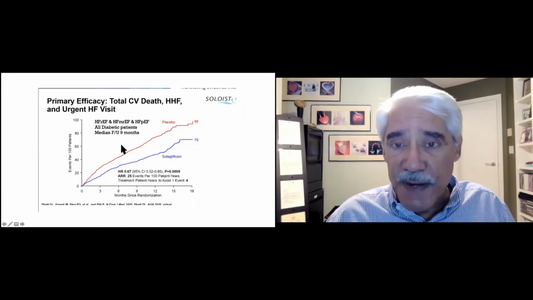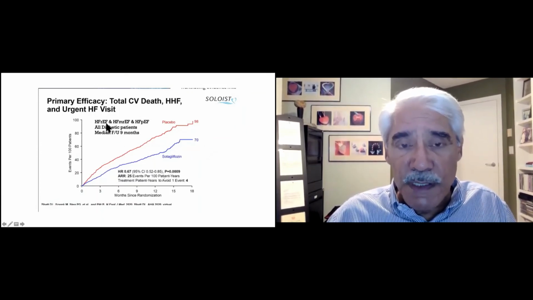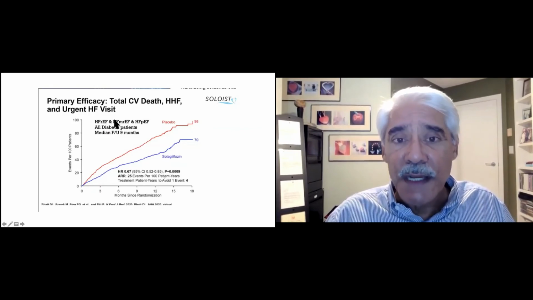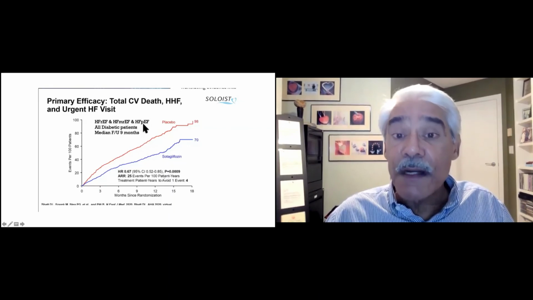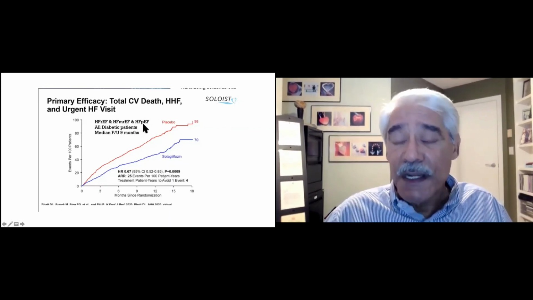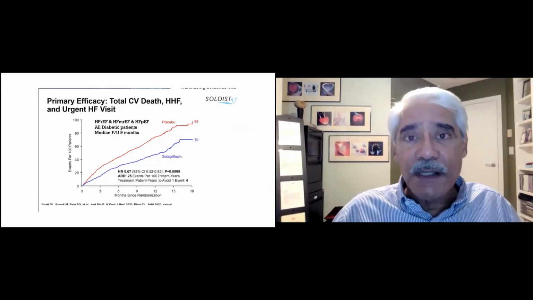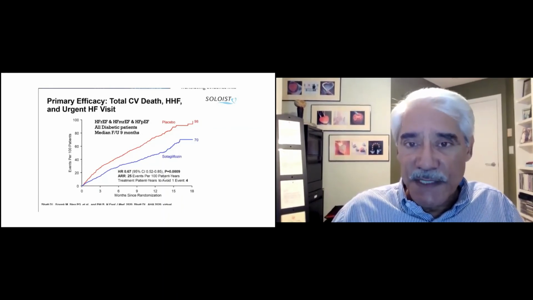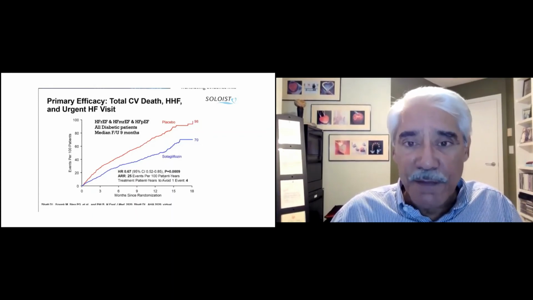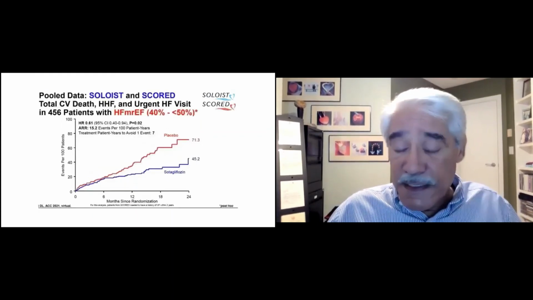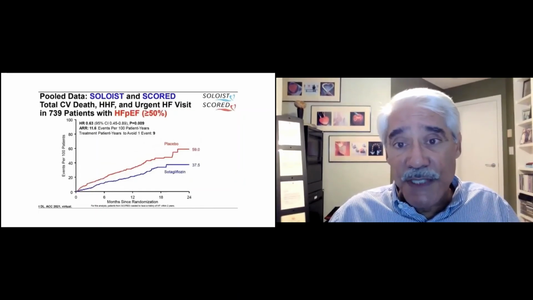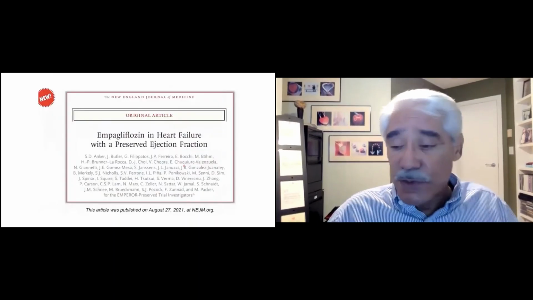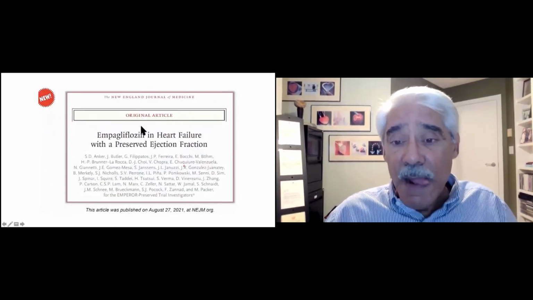And the biggest finding was that it not only worked in heart failure with reduced ejection fraction and heart failure with mildly reduced ejection fraction, but it worked in heart failure with preserved ejection fraction. And for the first time, we had a drug that showed significant benefit in heart failure with preserved ejection fraction, so-called HFpEF. This is the data in mildly reduced ejection fraction, and this is the data in preserved ejection fraction.